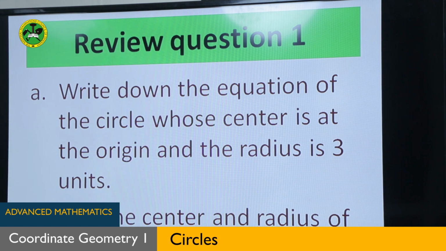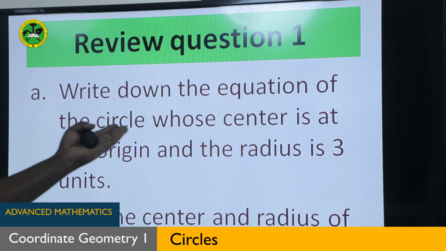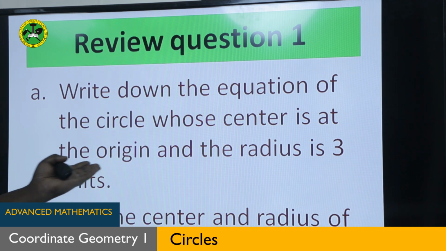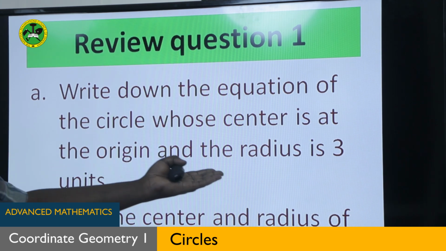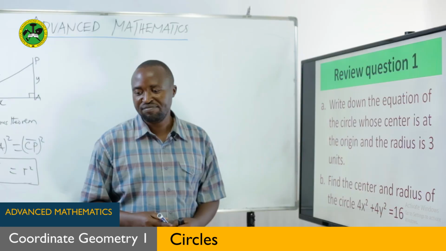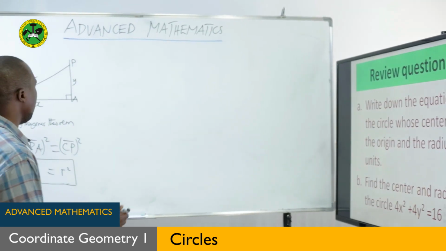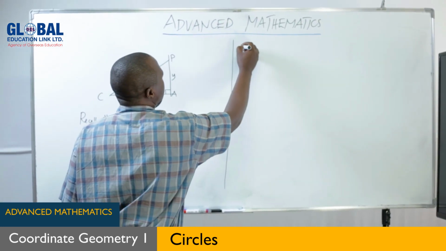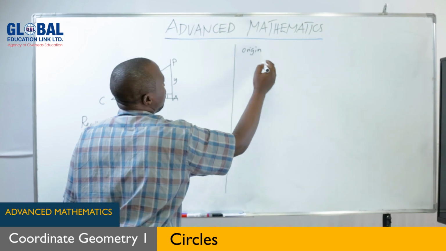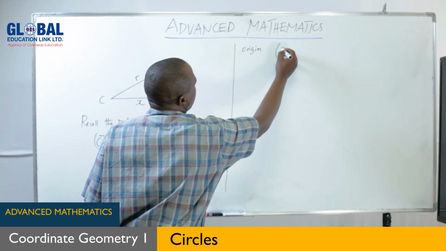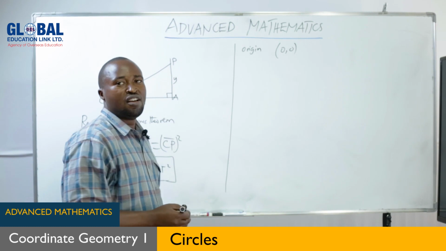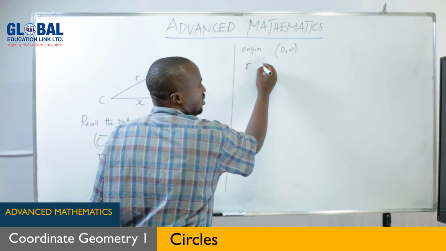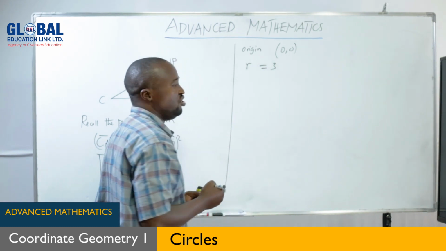So we have A. Write down the equation of the circle whose center is at the origin and the radius is 3 units. So in this question we have been given the origin. Remember origin is 0, 0. But again we have the radius. So the radius, that is R, is equal to 3 units.